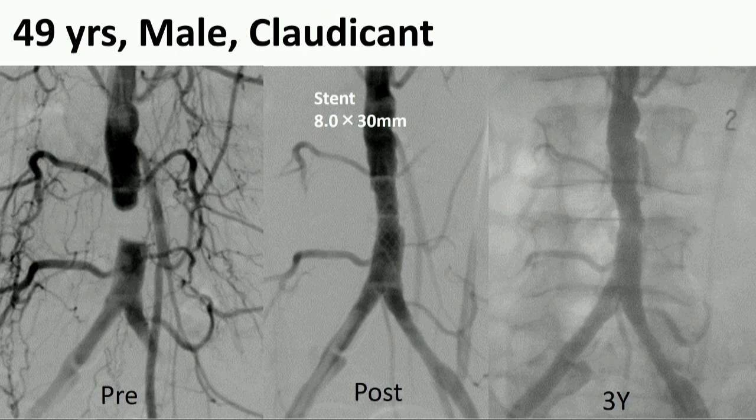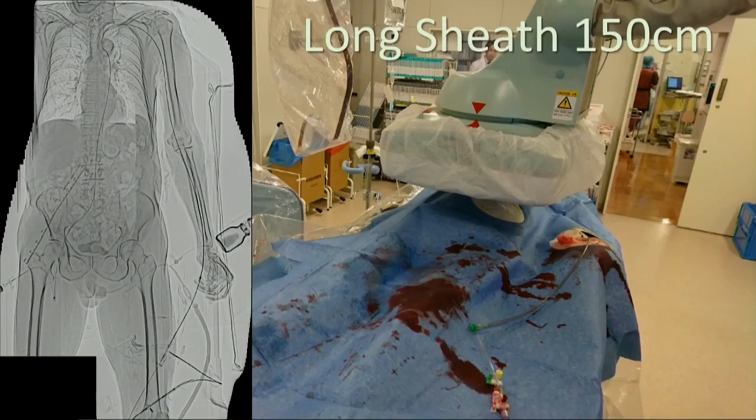I will show a case: a 49-year-old male who had bilateral claudication. A focal short occlusion was observed in the abdominal aorta. I put a stent like this, and 3 years later, no stenosis was observed. So, how should we approach this patient?